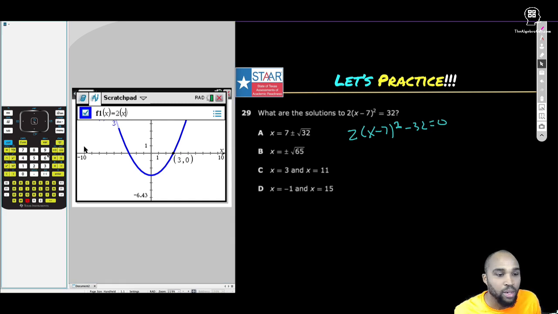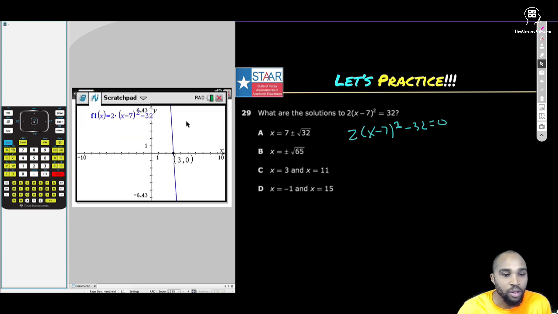2x minus 7, and that's all squared, minus 32. I don't have to say equals 0. So there you go. I only see one line.